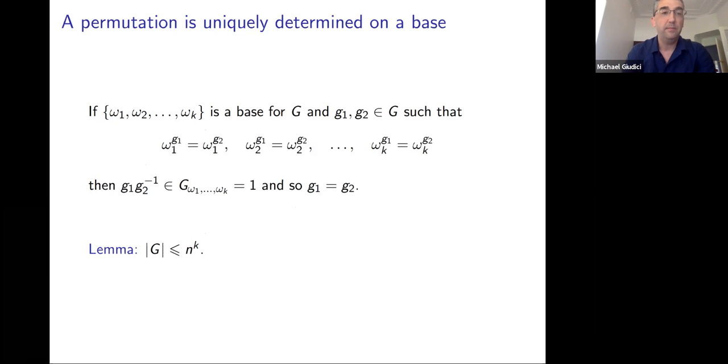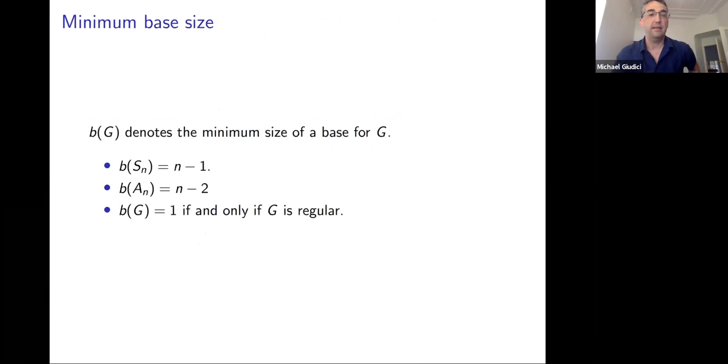Well, as I said, the size of the base is not uniquely determined, unlike a basis. And so the bases that we're interested in are those of minimum size. Okay, and so we let B of G be this important parameter that we'll use a lot. And this is the minimum size of a base for your group G.